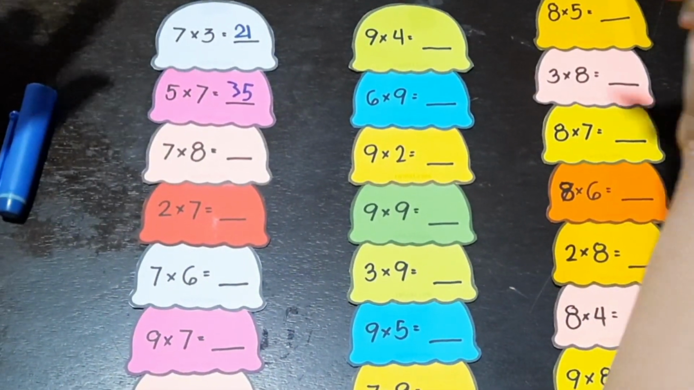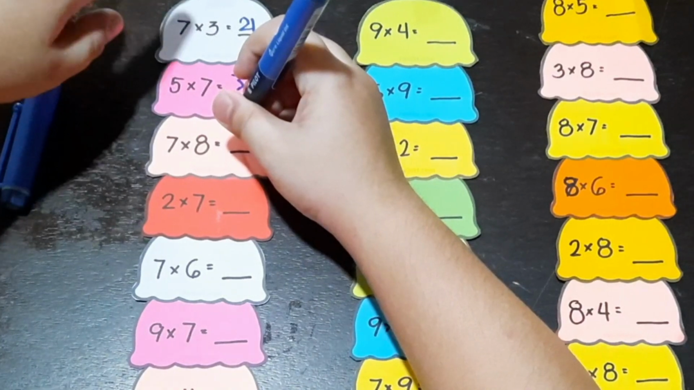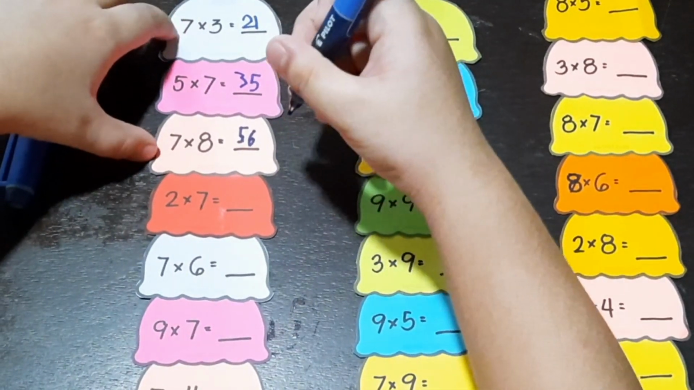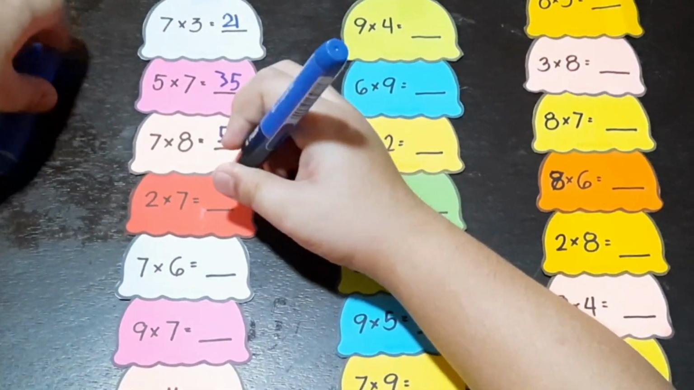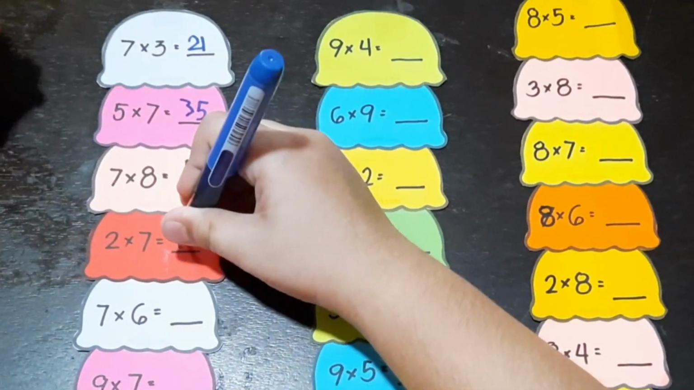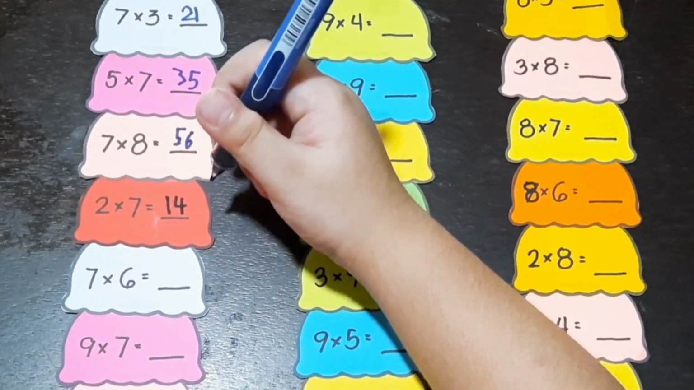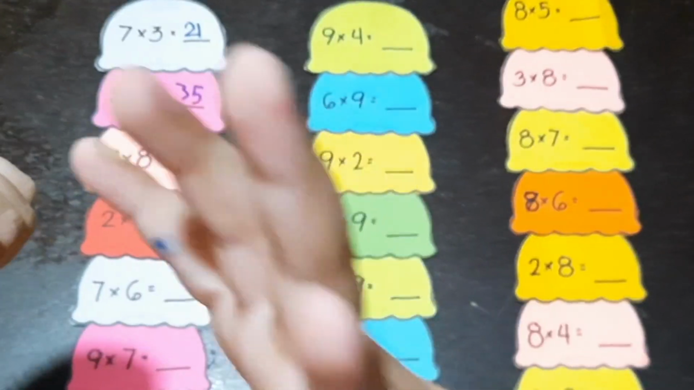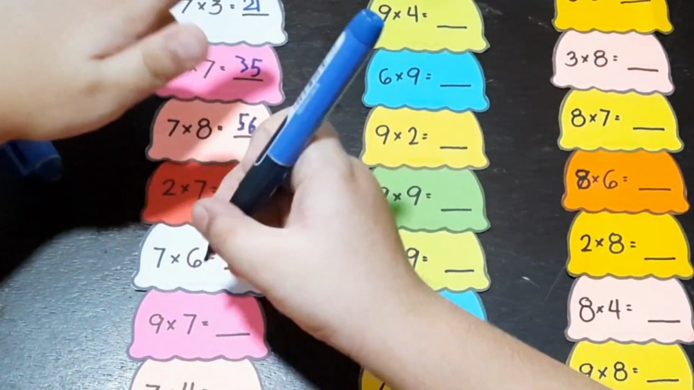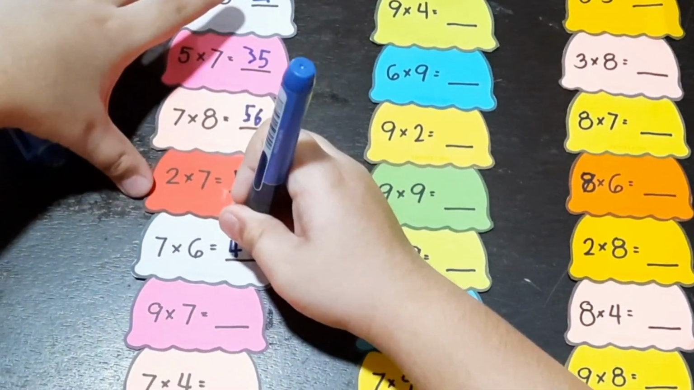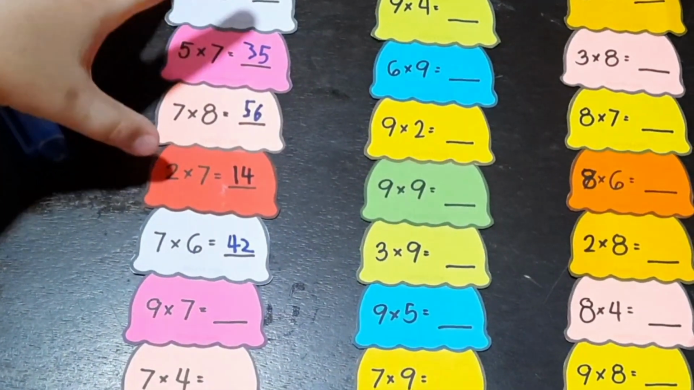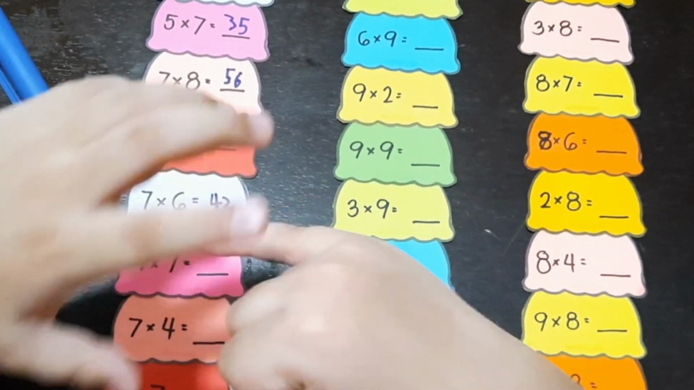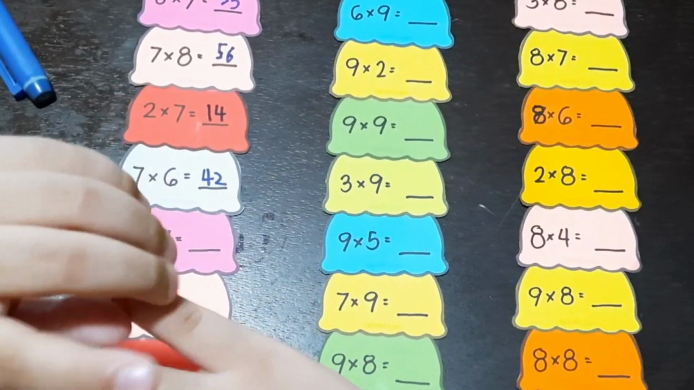Is this 54? No. 56? No. What's before 50? Mm. 63.